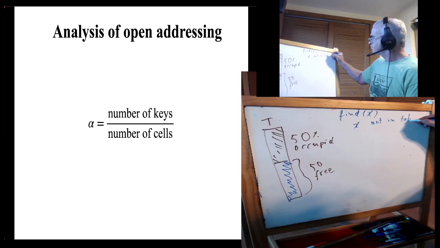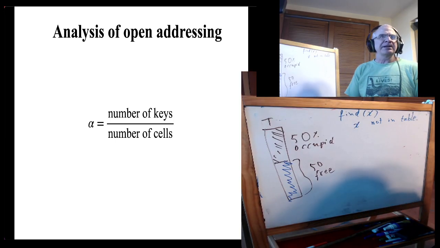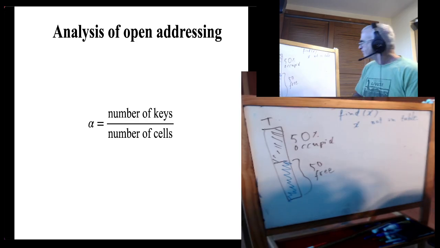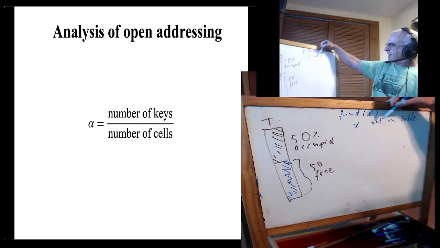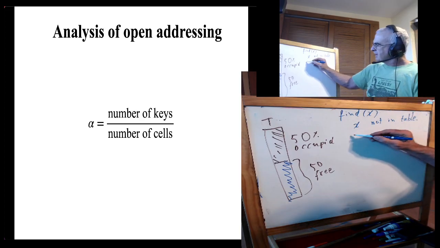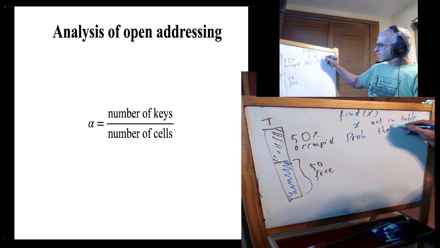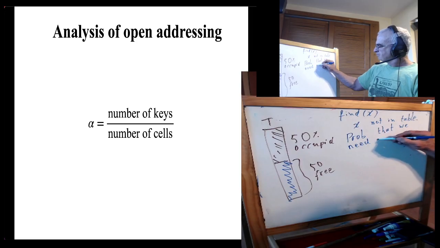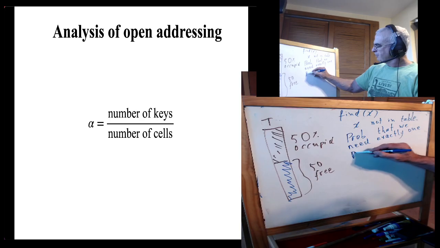And I'm compressing now a proof that is much hairier, I think, in CLRS. So I'm performing find of X, an unsuccessful search, because it always takes more time. What is the probability that we need exactly one probe?